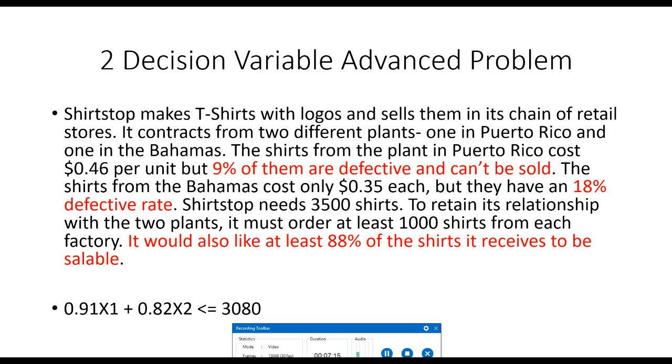However, I've done it a little differently. I have 0.91x1, which is 91% of the shirts from Puerto Rico will be okay, and 0.82x2 because 82% of the shirts from the Bahamas will be okay. So 91% of what we order from X1 plus 82% of what we order from X2 must be, and this was a small mistake, greater than or equal to 3,080.